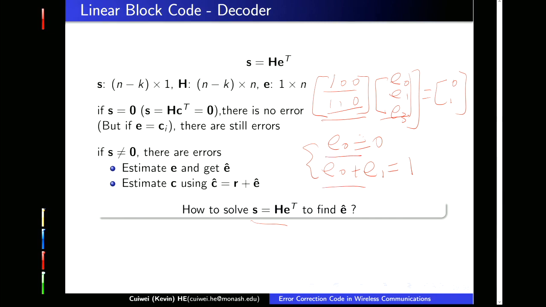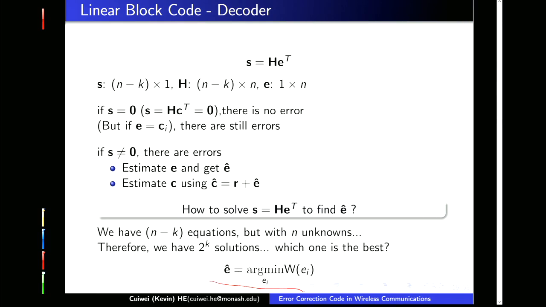In this case, the first solution is E0 equals 0, E1 equals 1, and E2 can be anything, 0 or 1. So we have 2 solutions. Which one is the good solution? The good solution is the one with minimum Hamming weight. I will explain later why the minimum Hamming weight one is the optimum solution, which is equivalent to the maximum likelihood decoder.